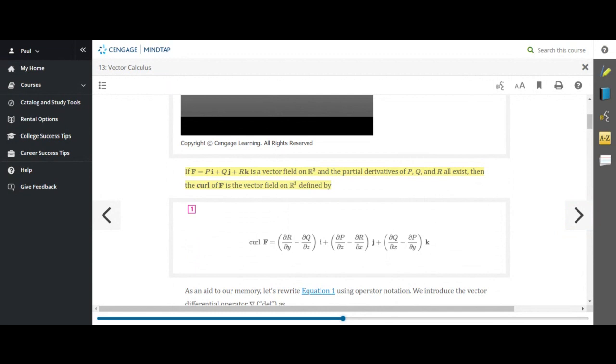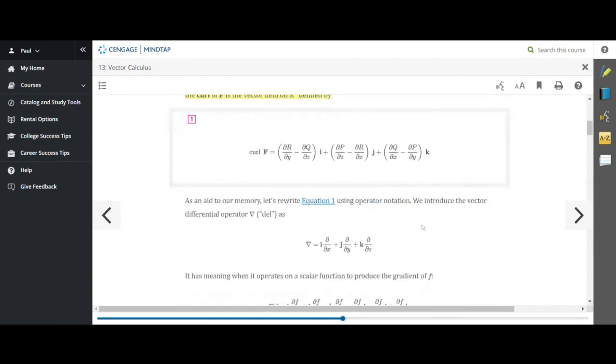A two-dimensional vector field in the XY plane is really like a three-dimensional vector field, just the third component equals 0, right? The R equals 0. So if we have this three-dimensional vector field on R cubed, and the partial derivatives of P, Q, and R all exist, then the curl is defined. The curl of the vector field is given by this definition right here.